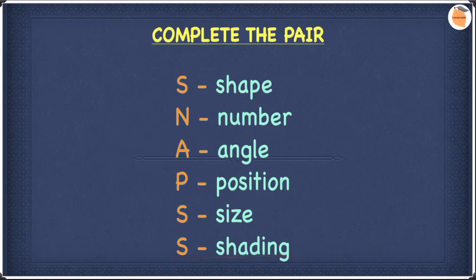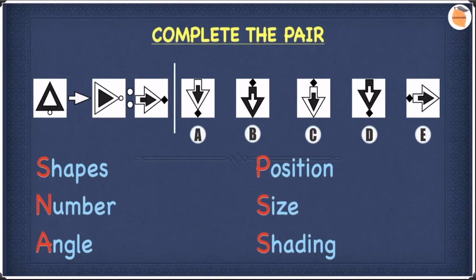Since we now know what SNAPS is, let's move on to our first question. Let's have a look at this example, and in this example, we're going to use SNAPS to help us. So first thing we're going to look at is going to be shapes. In terms of shapes, the shapes stay the same, so we can cross off shapes. Let's move on to number. In terms of number, the number of shapes stays the same as well, so cross out number.